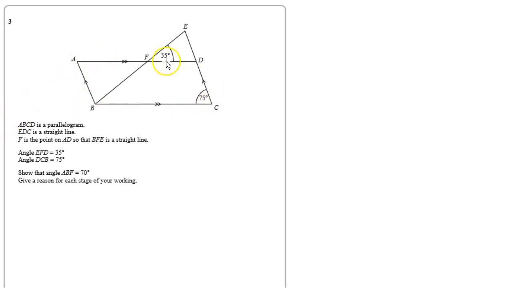ABCD is a parallelogram where AD and BC are parallel and DC and AB are parallel. EDC is a straight line, meaning we have extended DC. F is a point on AD such that BFE is a straight line. Angle EFD is 35. Angle ACB is 75. Show that angle ABF is 70.